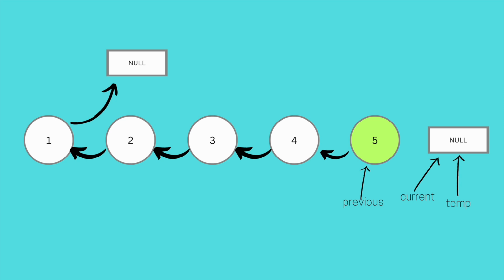So now node 5 is the new head of the reversed linked list, which means that previous will be the return value of our function for reversing the linked list. Current and temp will be set to null. Setting current to null will be breaking the while loop that we will be using in our iterative solution.